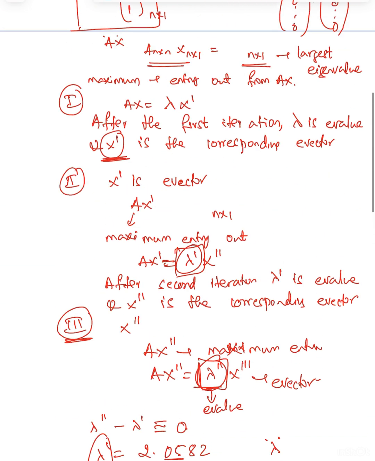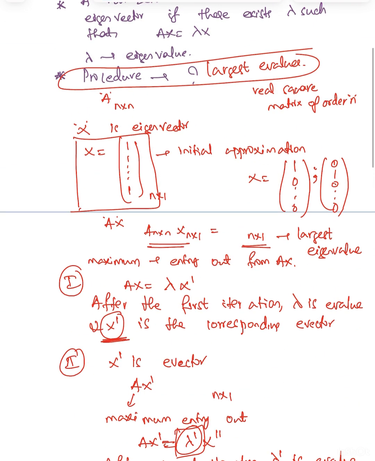Originally the procedure is applied mainly for finding the largest eigenvalue of a real square matrix of order n, which has n real distinct eigenvalues and hence n linearly independent eigenvectors.